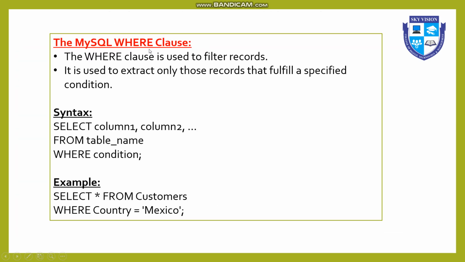We have the WHERE clause. WHERE clause means when we want to use a condition, that time we use the WHERE clause. The WHERE clause is used to filter records. It is used to extract only those records that fulfill a specific condition. Suppose I want to check how many customers we have in Mexico. You can choose anything you want, but for that purpose, what query do we need to write? Select star from customers where the country is equal to the country name.